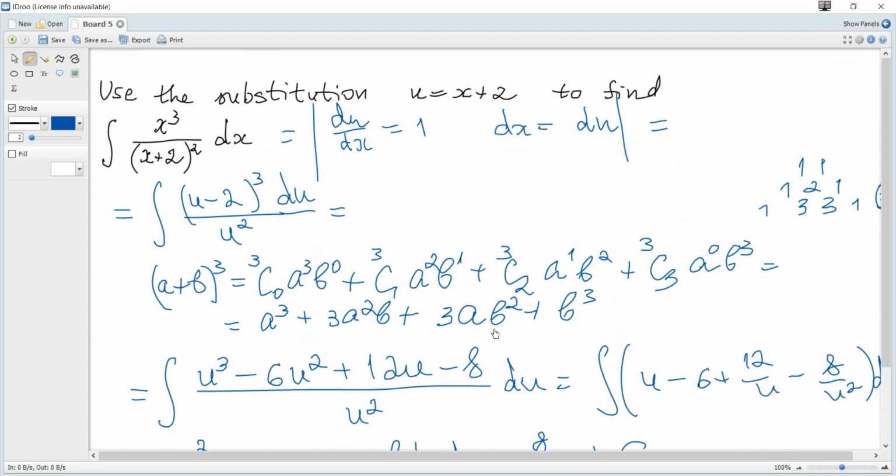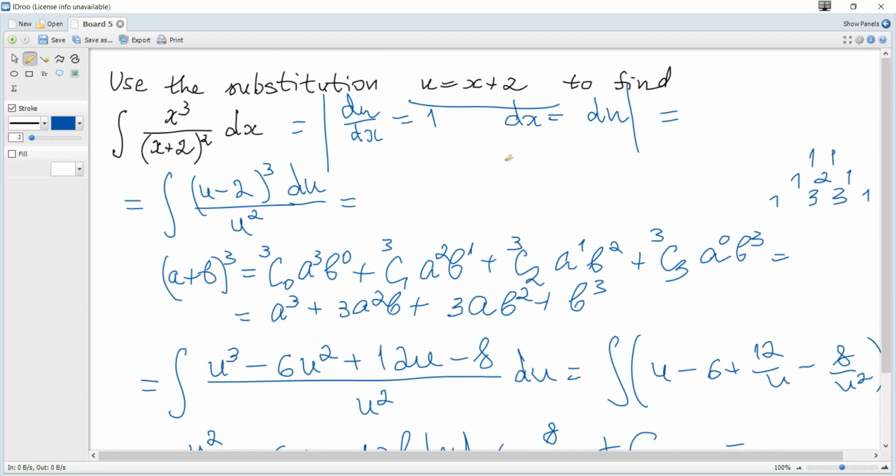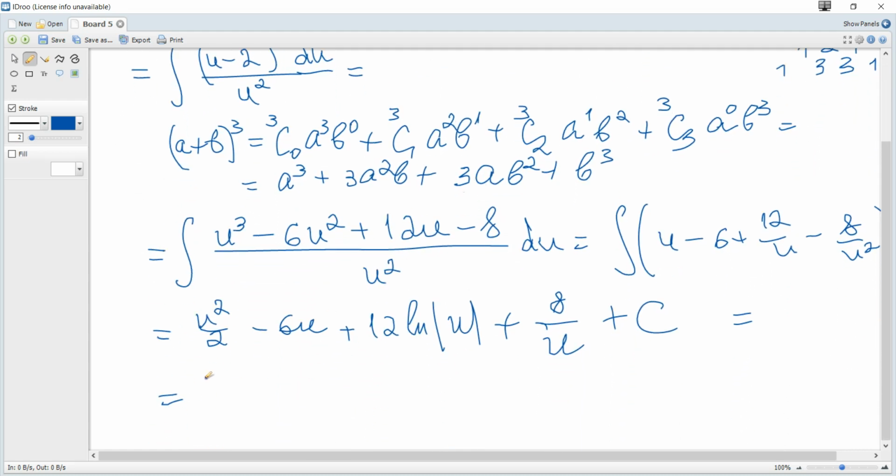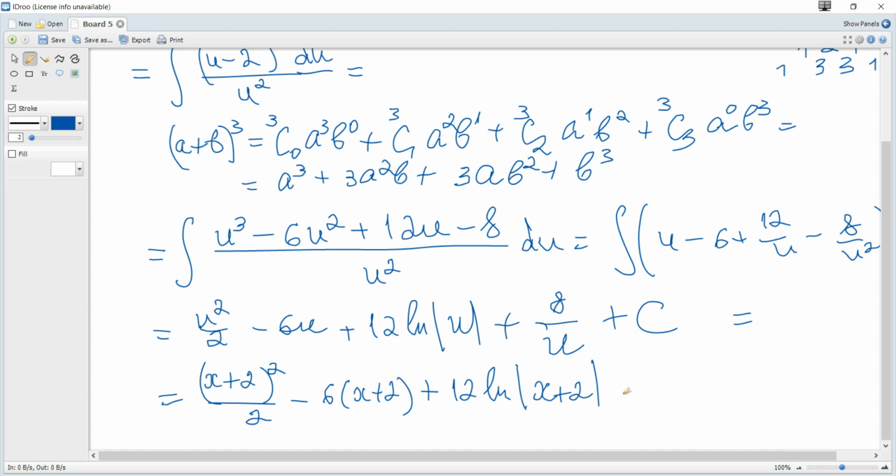We write again x plus 2 for u to get finally the answer in terms of x. So it becomes x plus 2 squared over 2 minus 6 times x plus 2 plus 12 ln of the absolute value of x plus 2, plus 8 over x plus 2 plus a constant.